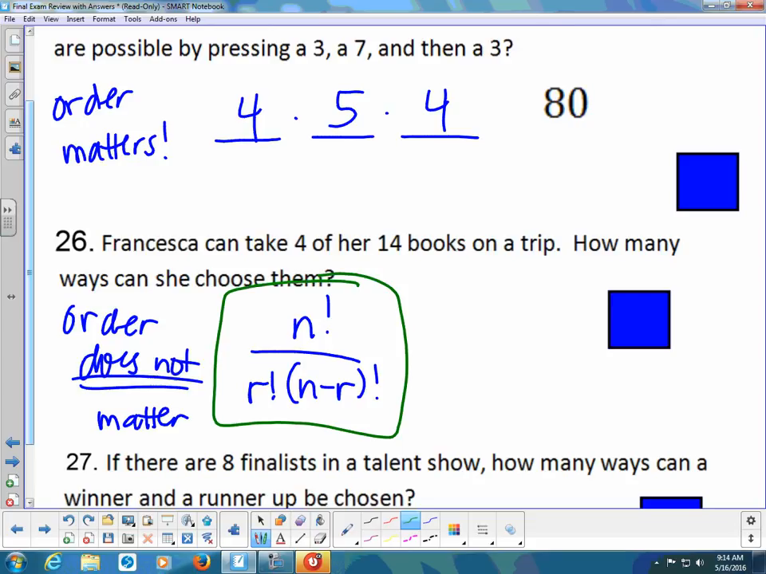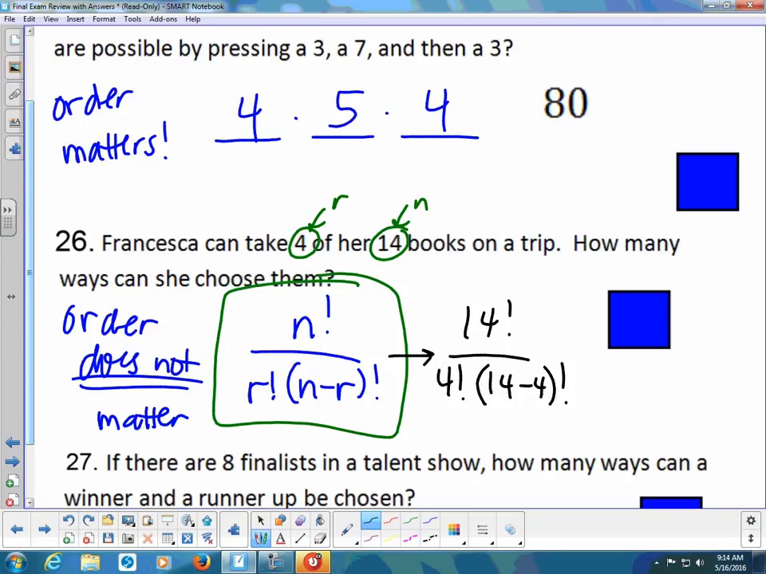So in this problem, what is N? What value? N is 4. I'll take it back. N is 14, which means R is 4. The total is the N. That's the bigger number. So when I want to set this up, this is going to be 14 factorial over 4 factorial times 14 minus 4 factorial. Now, we can list those out by hand to kind of figure out what's happening there.